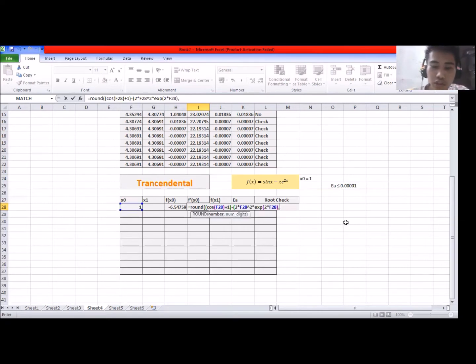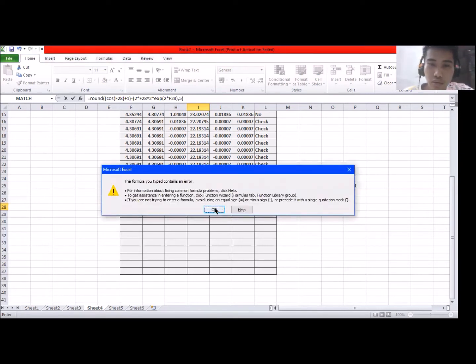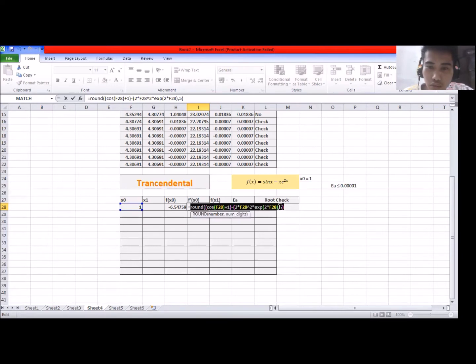So initial one again 5, okay, plus 1. What is the problem here? So there's no problem, just some typo.